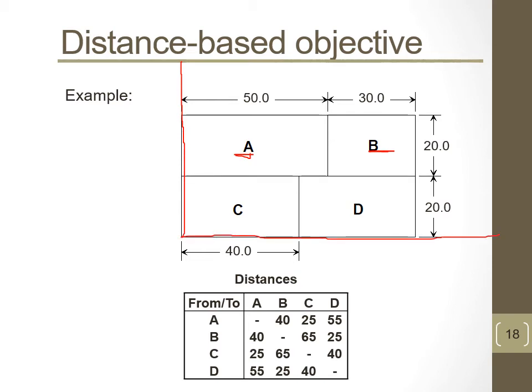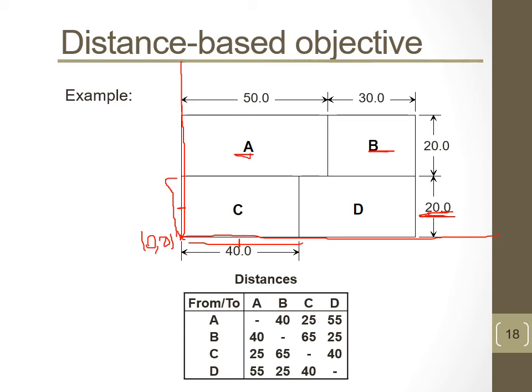Okay, so this is the origin, which is 0 and 0. Then identify the centroids of each of these departments. For example, the centroid of this department C, where is it? Since this length is 40, the centroid should be in the middle, so it should be 20. And the distance here again is 20 because it's given here. So the distance is 20 and the midpoint of that is 10.